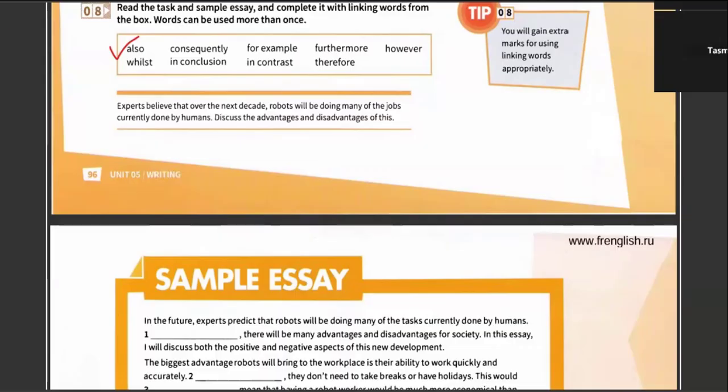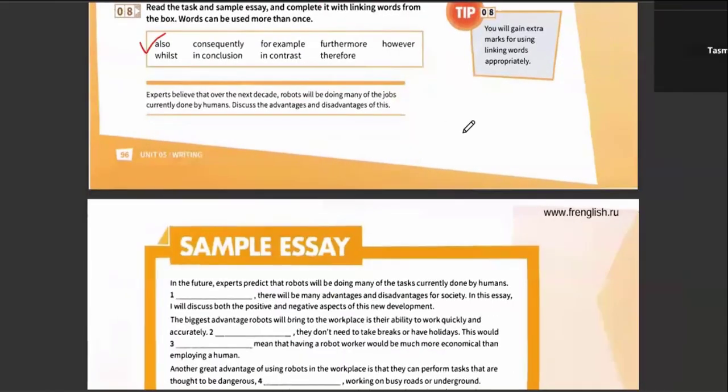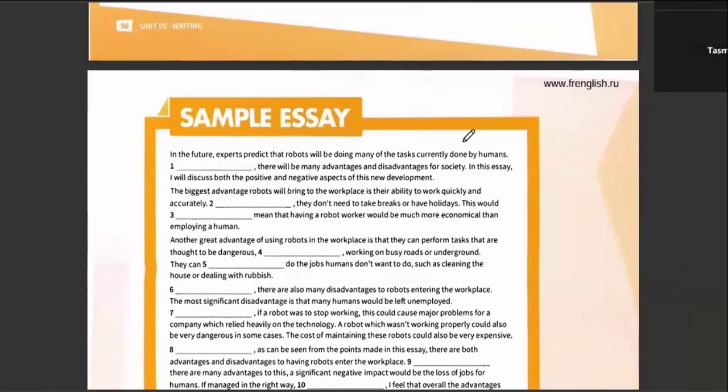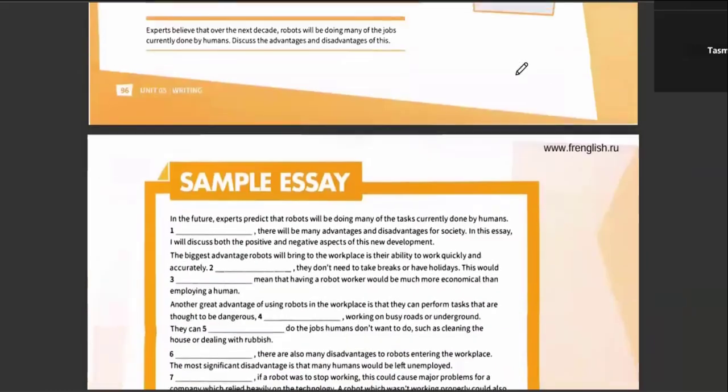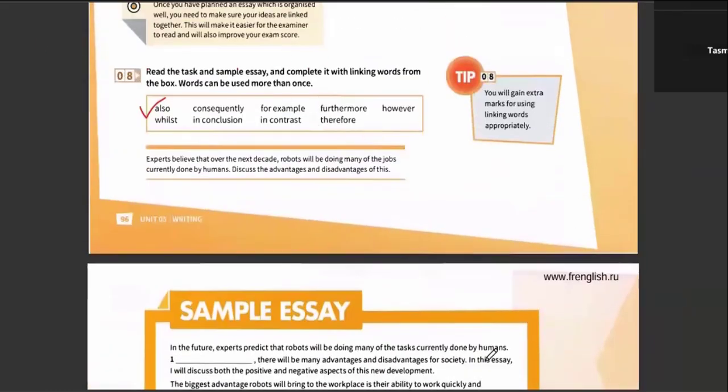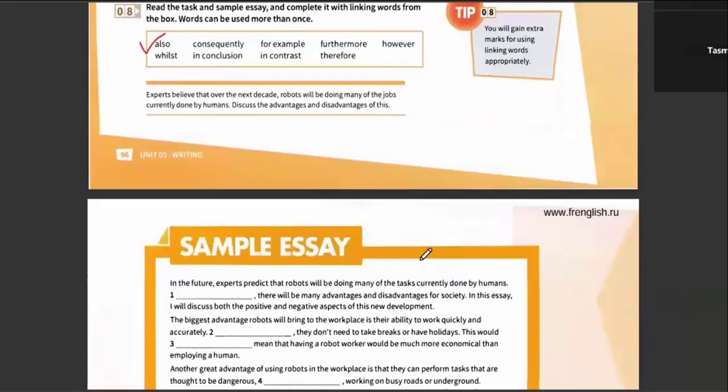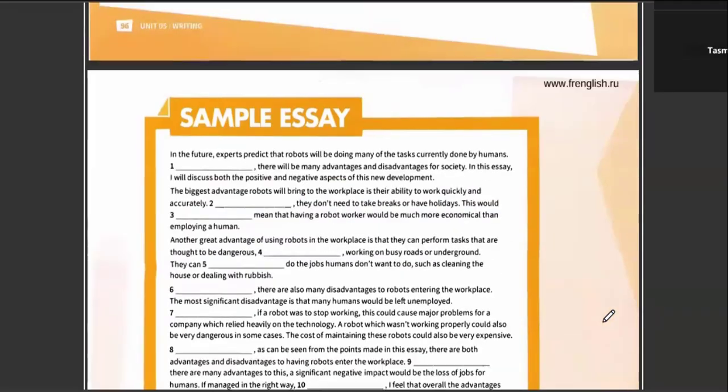So let's start. I'll zoom out so that you can see. I don't think you can see the whole thing together. You have your book in front of you, do you? Yes, I have it. Okay, then there's no problem. Then you can see the words from there and you can read the sample essay. So this essay is based on the topic that is given here. Experts believe that over the next decade, robots will be doing many of the jobs currently done by humans. So discuss the advantages and disadvantages of this.